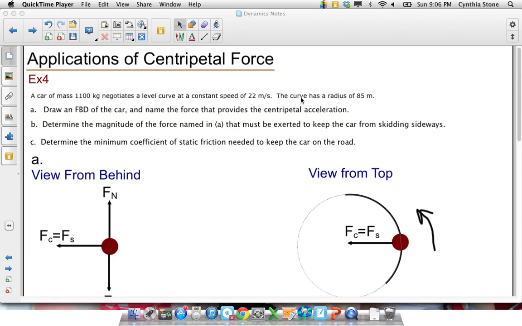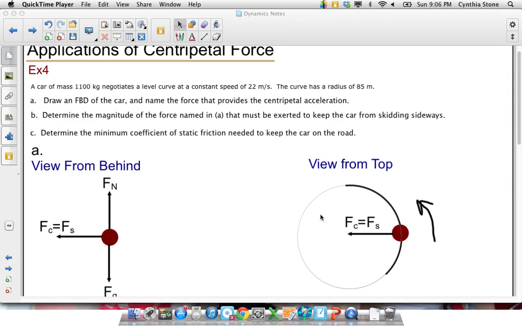And we know the radius of the curve. Just to give you an idea, on a curve here, it's not like it's a circle, but it still has a radius, so you would figure out the distance, if you drew it with your little compass, what the radius would be. So first it asks us to draw the free body diagram and name the force that provides the centripetal acceleration. You might be already copying this. You might even have it in your notes already.